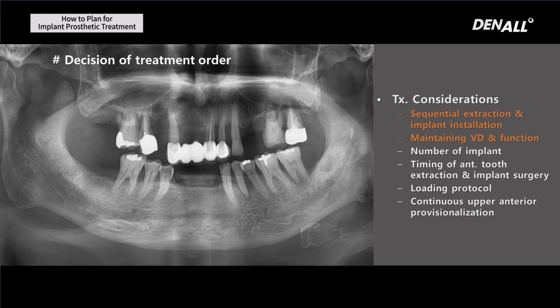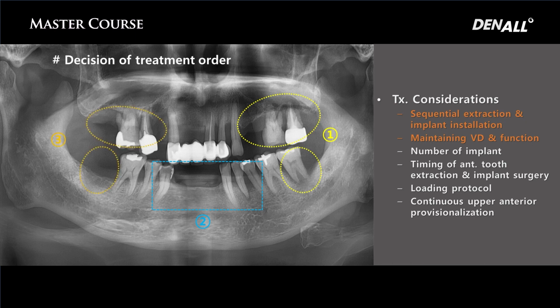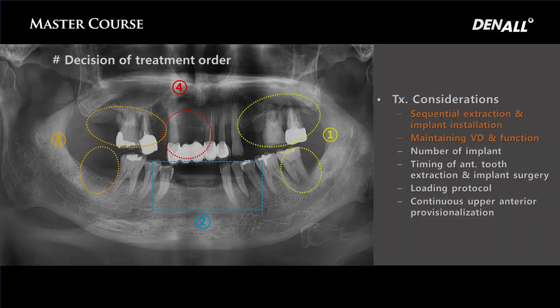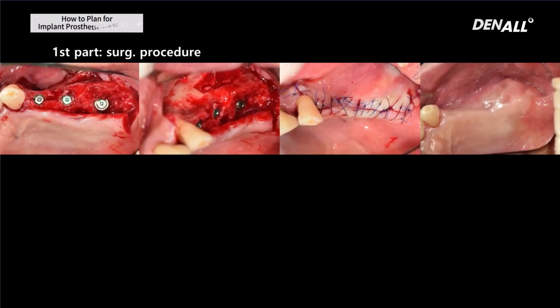I did restorations in the posterior area on both sides first. I did extraction on the left side and provided restoration first as we waited for healing. I provided restoration for the anterior area. I provided restorations for upper right. I decided to restore the upper anterior last. This was how treatment was provided.